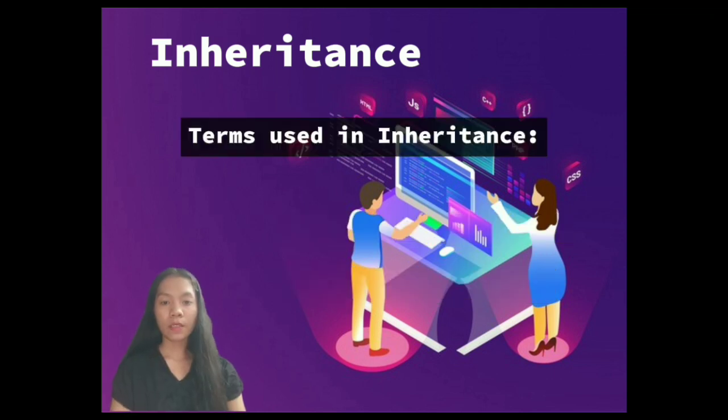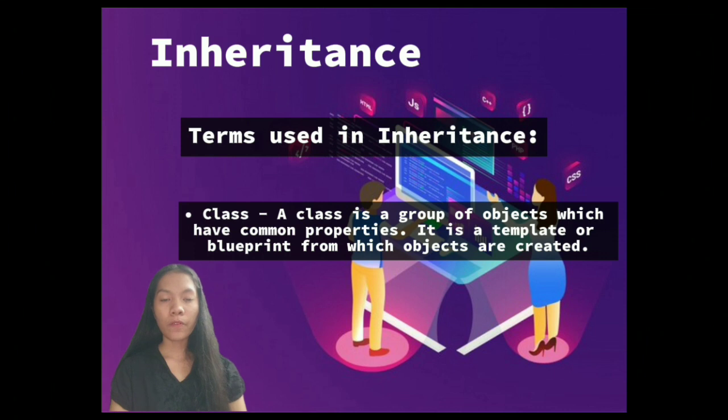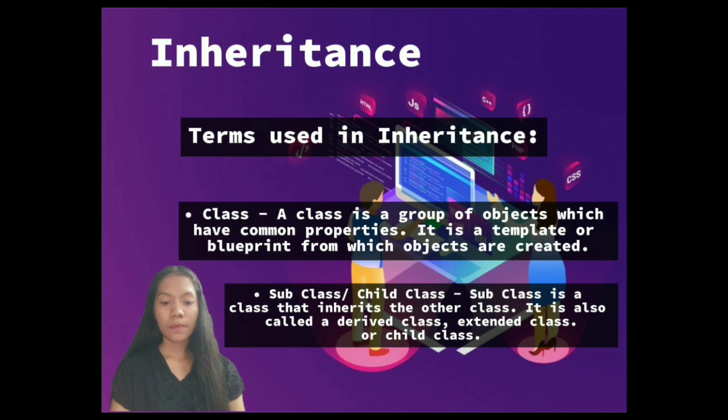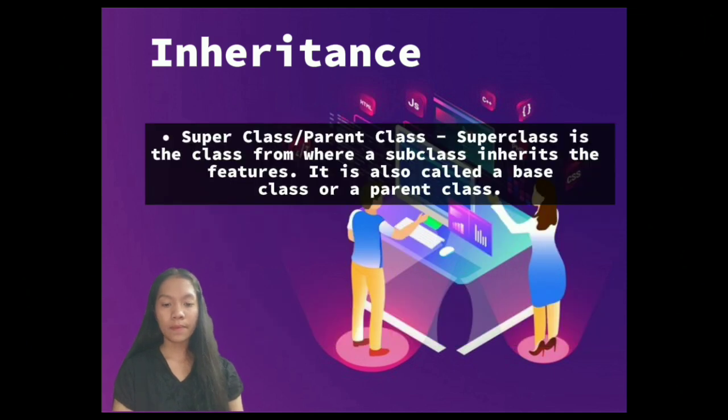Terms used in inheritance. Class: a class is a group of objects which have common properties. It is a template or blueprint from which objects are created. Subclass or child class: a subclass is a class that inherits the other class. It is also called a derived class, extended class, or child class. Superclass or parent class: a superclass is a class from where a subclass inherits the features. It is also called a base class or parent class.